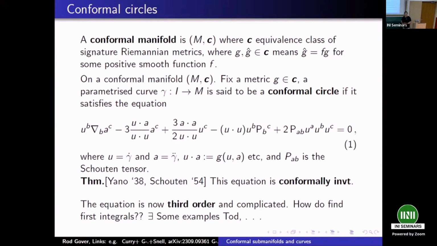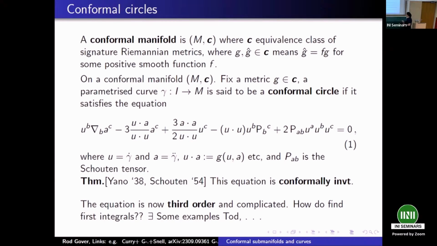Gamma dot dot, the second derivative. The dot is the velocity. It's a covariant derivative, yeah. That's a common notation, but it's a dot and then a covariant derivative. So the acceleration is the covariant derivative of the velocity along the curve. So this equation is conformally invariant.